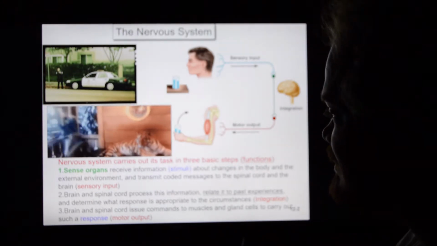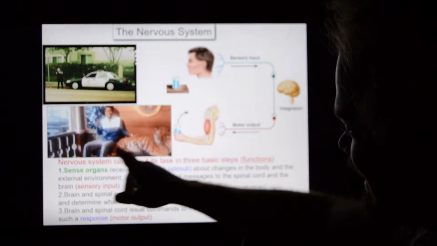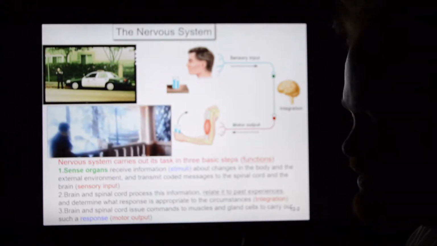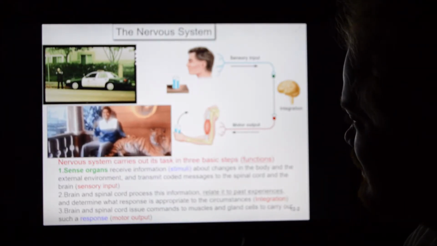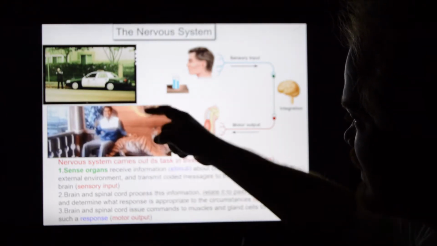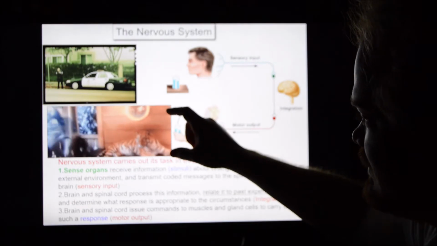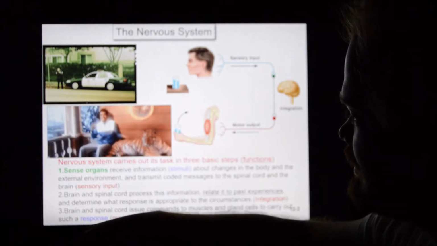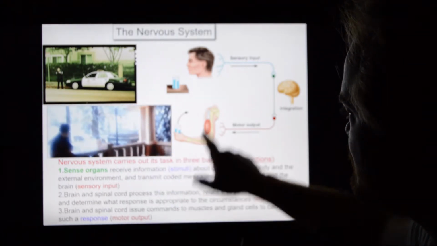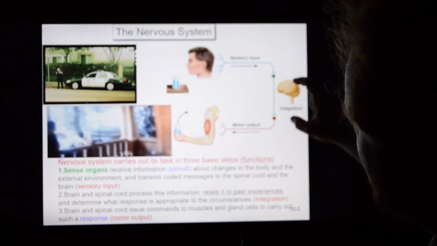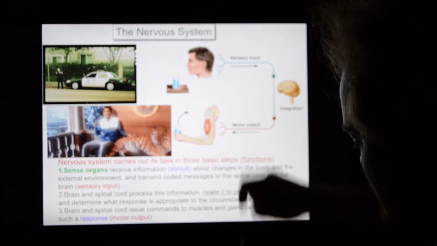And you can see it here as well. Here we have a tiger. Here's a guy posing for the best Facebook profile picture of all time. And the tiger gives him a sensory input. The tiger moves. The guy integrates. He doesn't want to die. So he has a motor output to dive out the window. Sensory inputs, followed by integration in a control center, be that the brain or elsewhere, followed by a motor output.